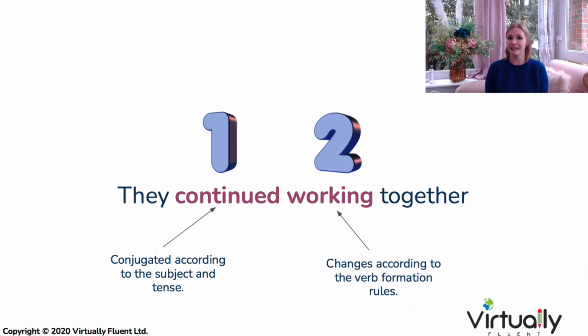So just a quick recap of what verb formation is. This is when we have two verbs in a sentence right next to each other. The first verb, potentially a couple more because we could have some auxiliaries, but the first main verb is conjugated according to our subject and tense. The second verb has a special verb form in English. Those are the ones we're looking at today.